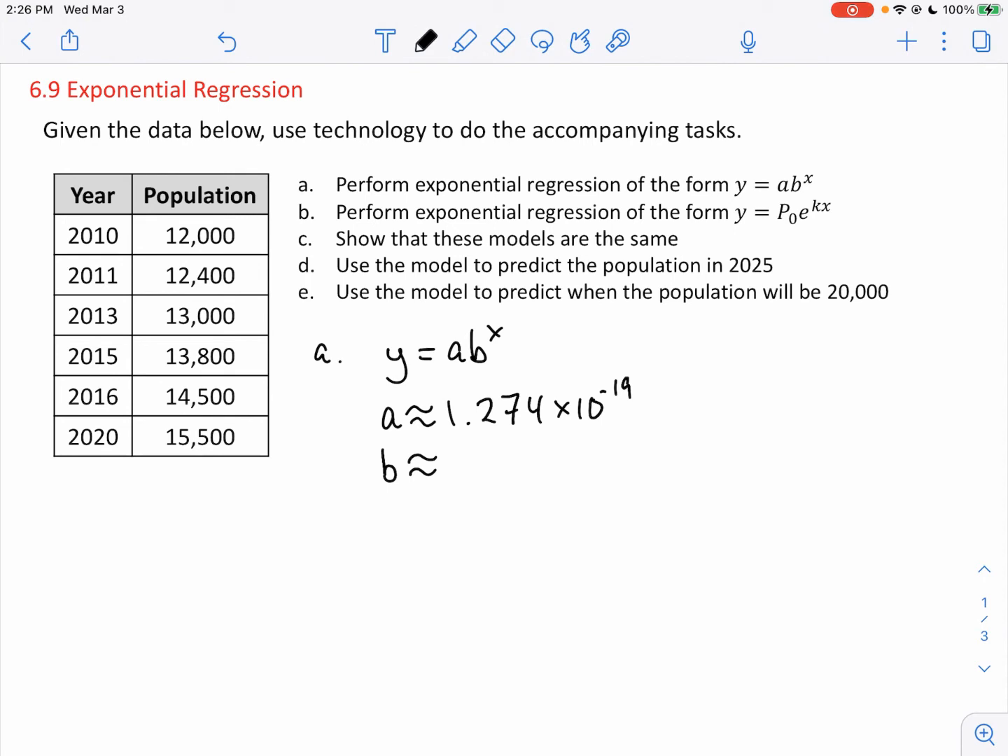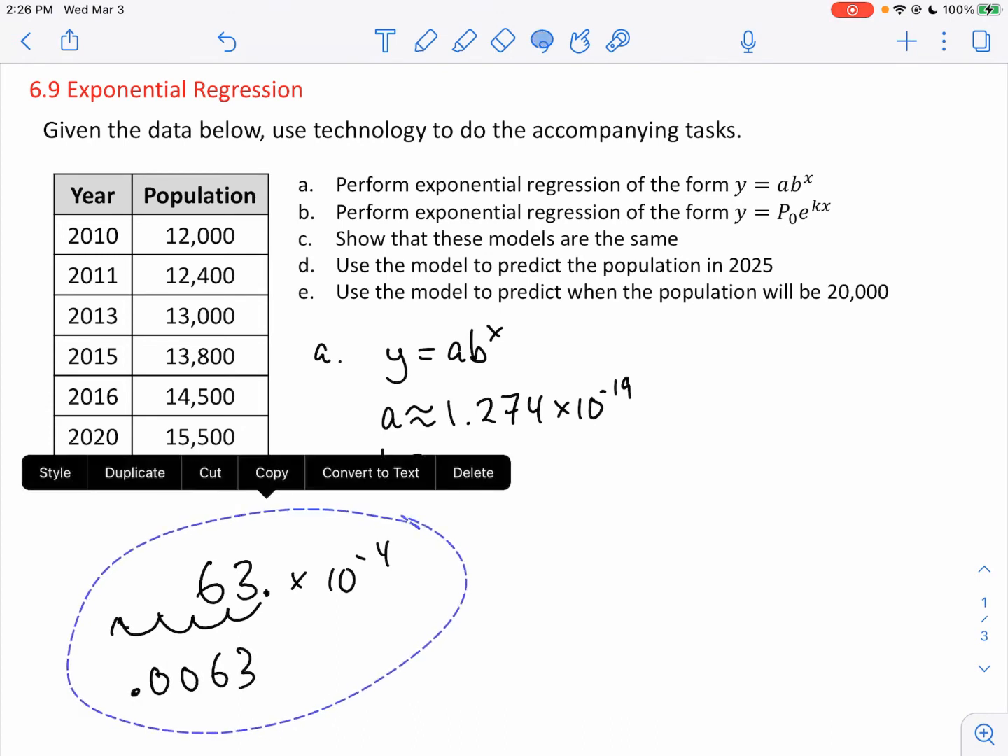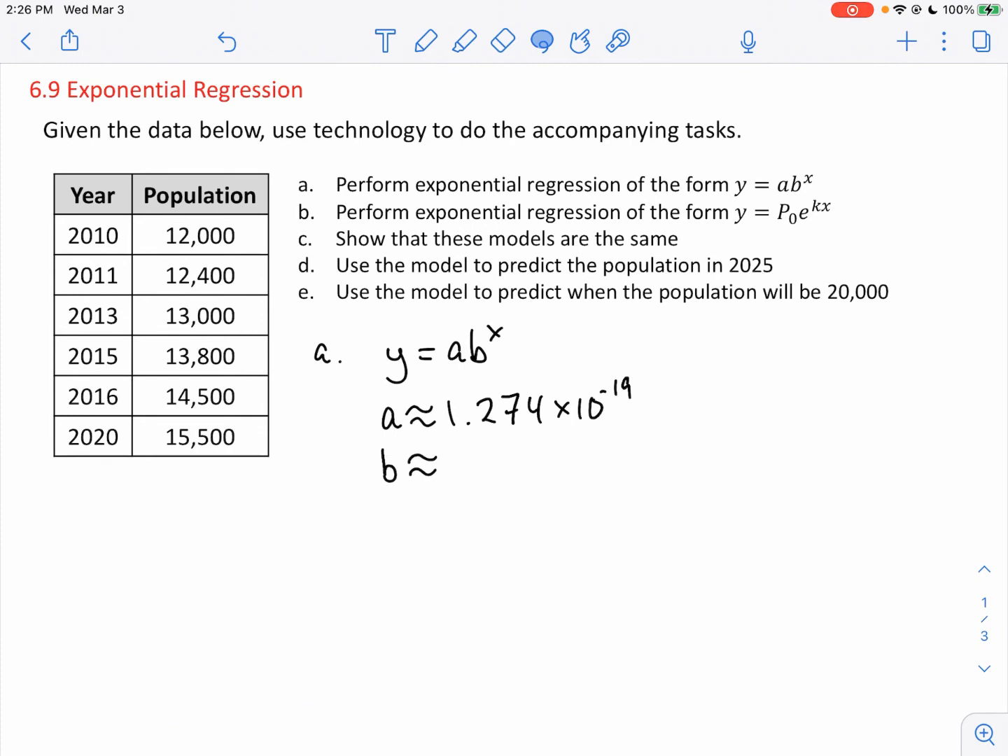just make sure we understand what that is. If I had 63 times 10 to the negative 4, what this means is you find the decimal and then you go left 4. So it's really 0.0063 is what 63 times 10 to the minus 4 is. That's called scientific notation. And when Desmos has extremely small or extremely large numbers, it uses scientific notation. And b was approximately 1.02667.